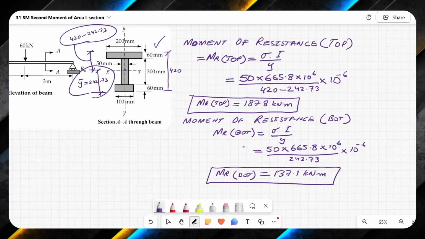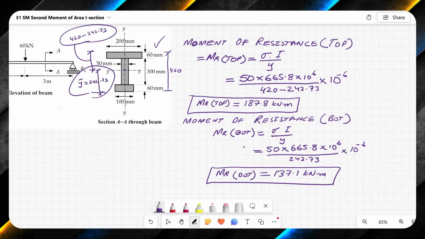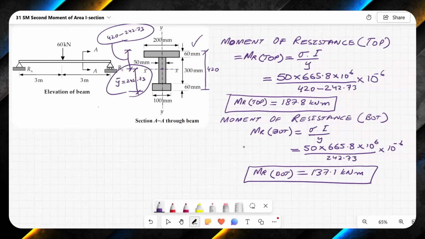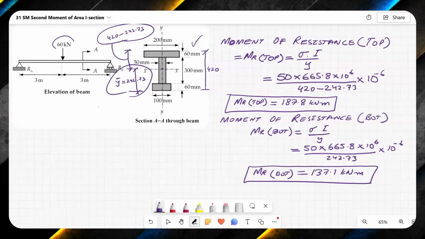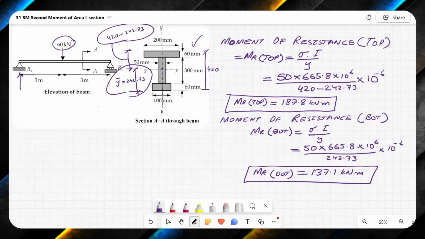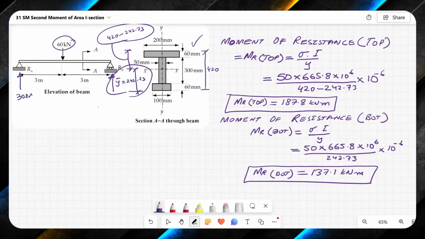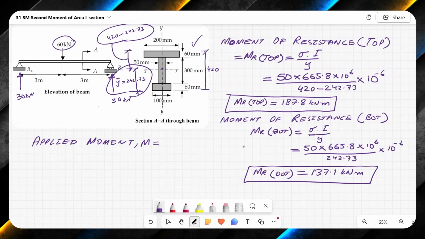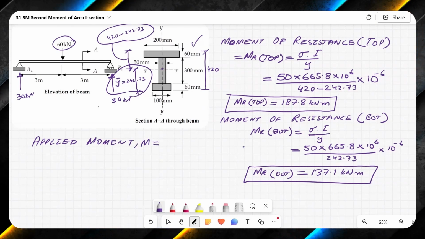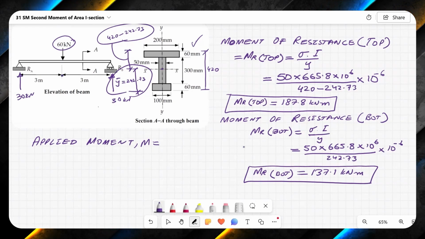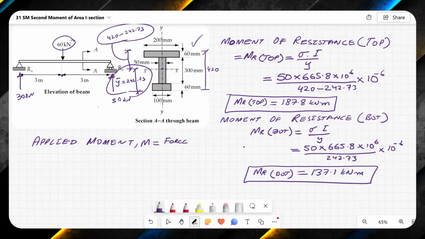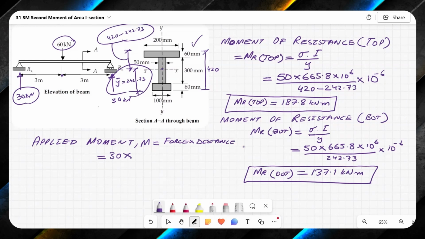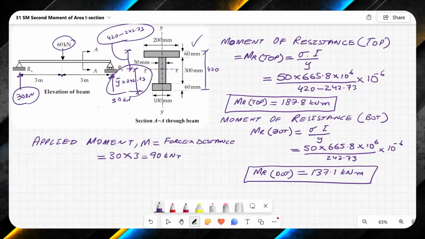Now, when we are designing something, we always compare moment of resistance or capacity of the section with the applied moments. How do we find out applied moment over here? The loading applied here is 60, so reaction here will be 30 kilonewton, half of that, because loading is applied at the center. Applied moment M is equal to force times distance, and maximum moment will be at the center, so force times perpendicular distance. Force reaction here is 30 and distance is 3. So in this way I get 90 kilonewton meter.